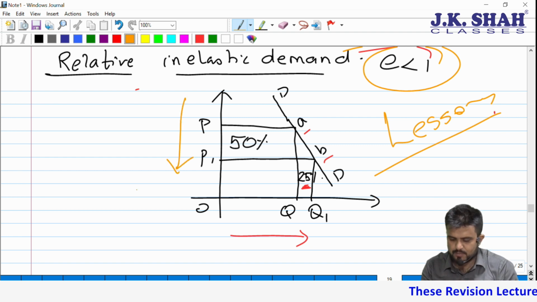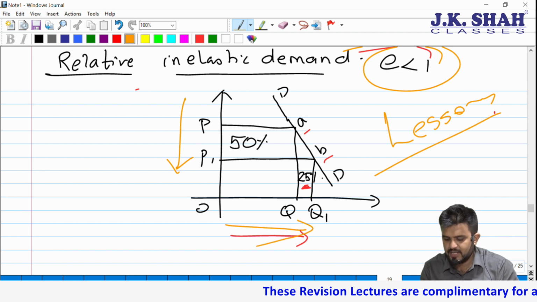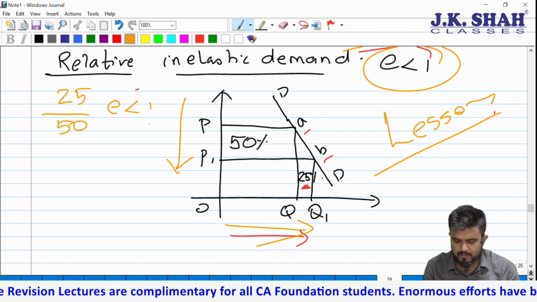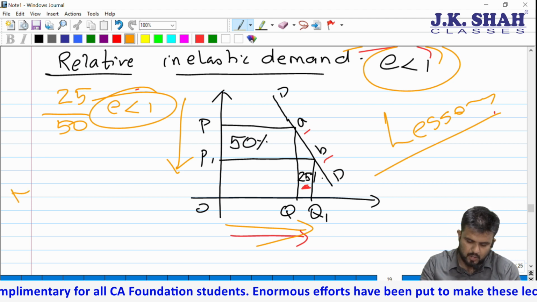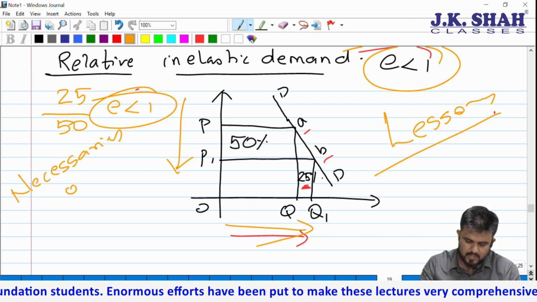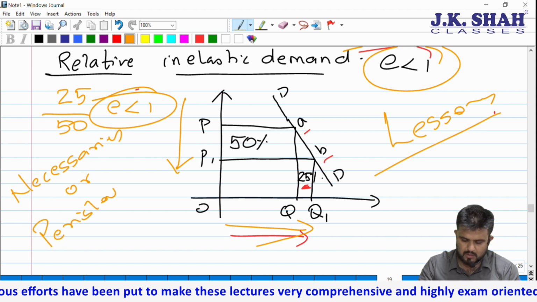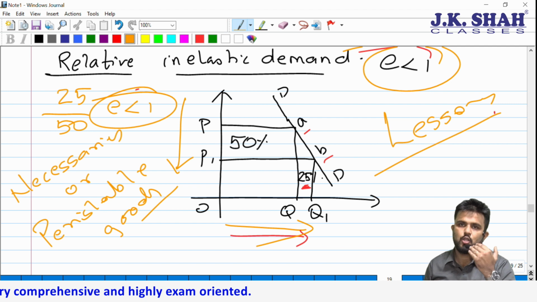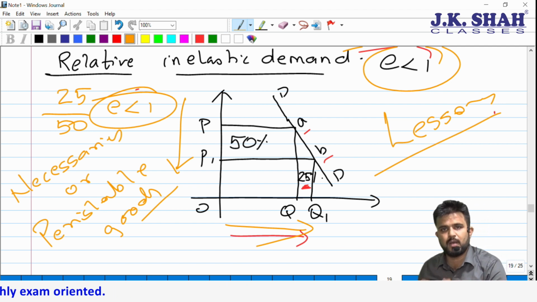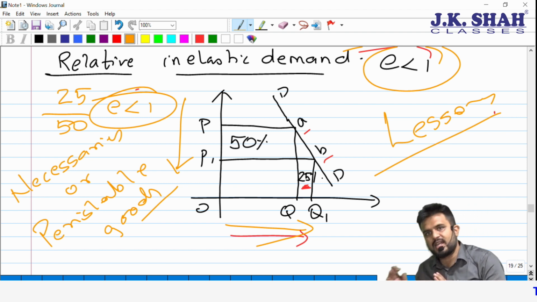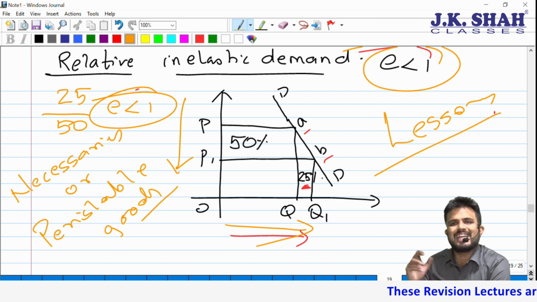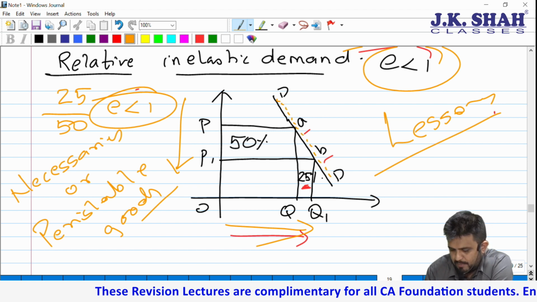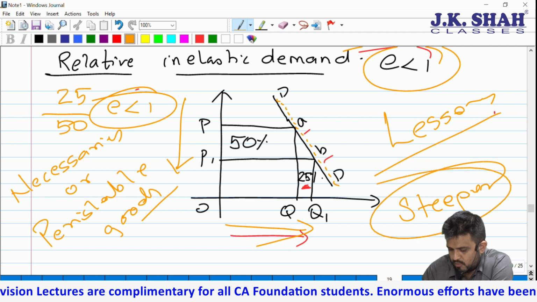So students, price decreases by 50%, quantity demand increases by 25% only. So 25 divided by 50, if you do, answer will be less than 1. Applicable to necessaries or perishable goods. Because perishable goods, you cannot buy in bulk. Storage will be a problem. It will spoil. So demand will increase, but not much. Small increase or lesser increase in demand. So you get a downward sloping steeper curve.